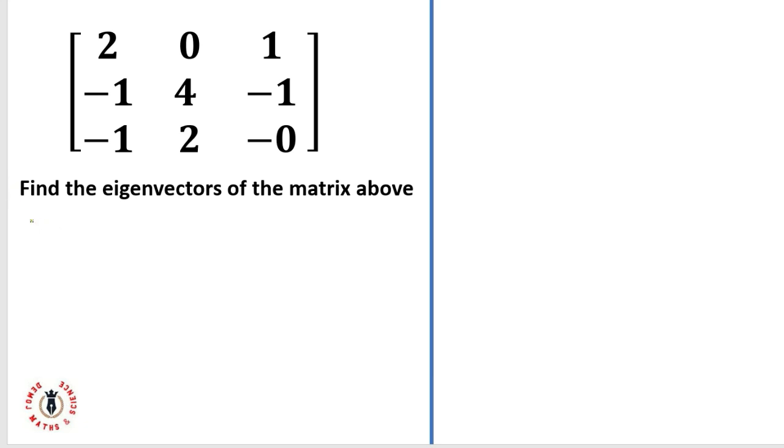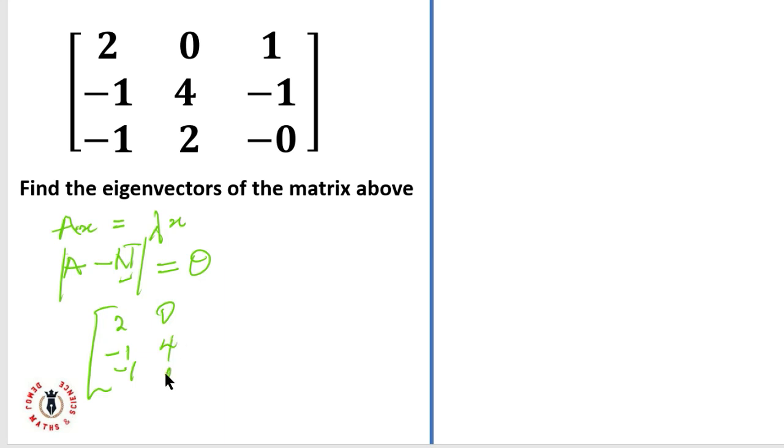Now, the first thing, like we said in our first lesson, remember that our Ax is the same thing as lambda x. Now, if Ax is the same thing as lambda x, we agreed that the determinant of A minus lambda times I, which is our characteristic equation, is equal to 0. Based on this premise, we're able to find the eigenvalues. So this is my matrix A: 2, 0, 1, minus 1, 4, minus 1, minus 1, 2, 0. Here is 0, not minus 0. Now, minus the identity matrix multiplied by my lambda.